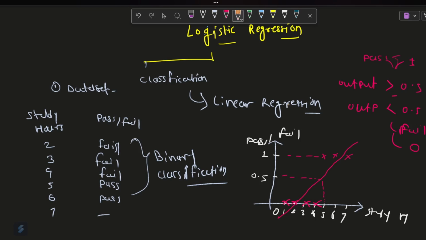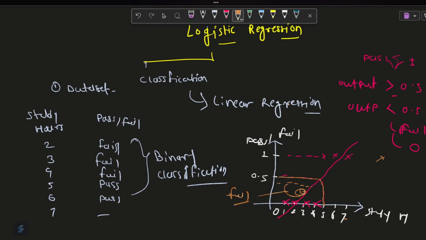Less than 0.5 is a fail, and any value in between on that curve is a fail, and the other side is a pass. We drew a graph and that simple concept works, no problem. But the problem we face is when outliers come. Up to 7 hours is fine, but suppose some students study for 12 hours. This is the outlier. So what happens in that case?